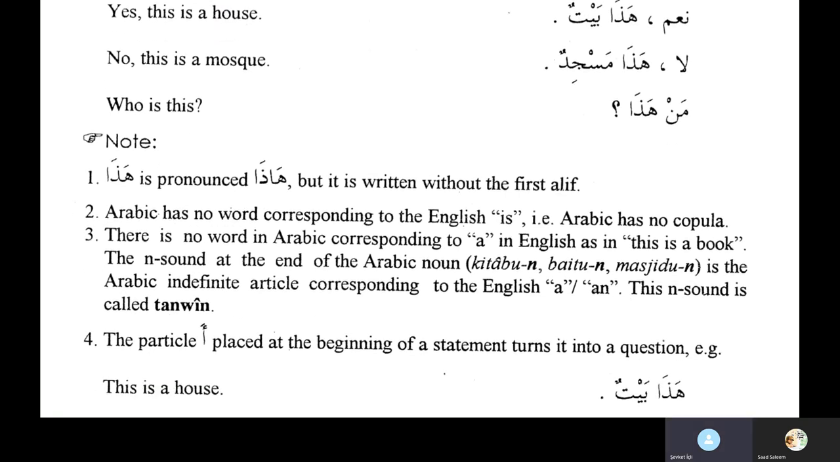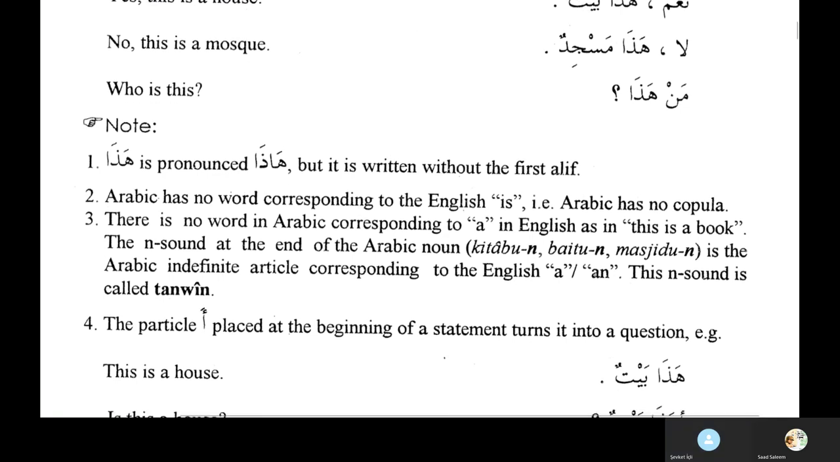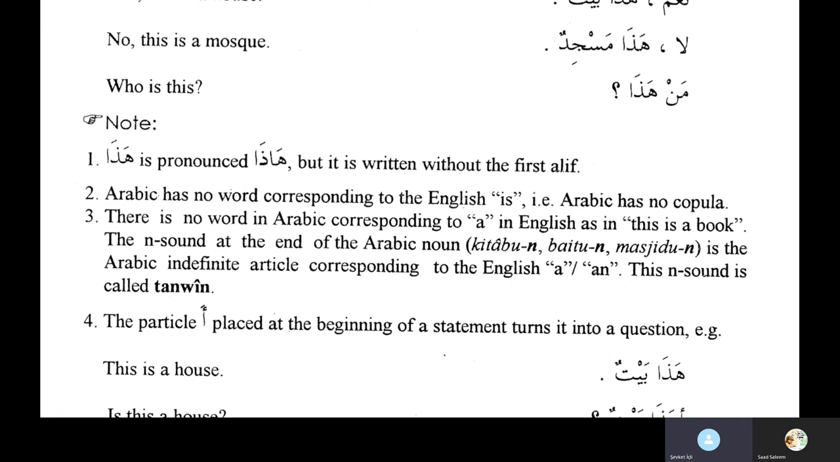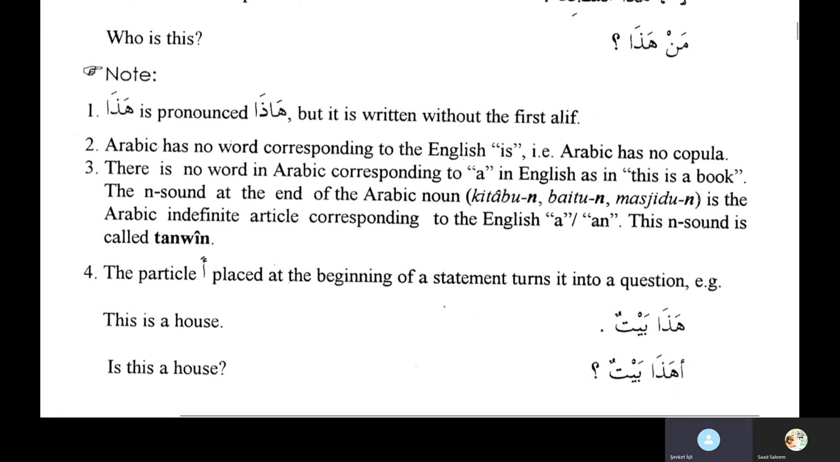Note, haza is pronounced haza, but it is written without the first alif. Arabic has no word corresponding to the English "is", Arabic has no copula. There is no word in Arabic corresponding to "a" in English, as in "this is a book."